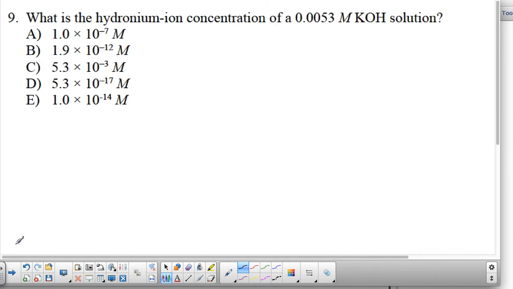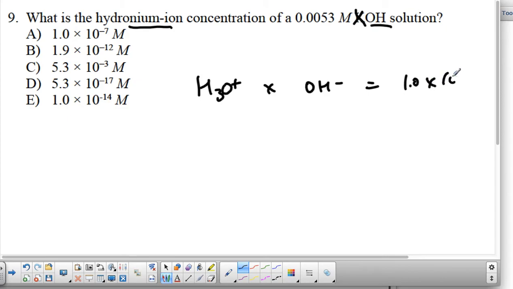Next. Number 9. What is the hydronium ion concentration of 0.0053 KOH? Same thing. I'm starting with OH minus. I know that H3O plus times OH minus is going to be equal to 1.0 times 10 to the negative 14th. So all I have to do, if that's my OH concentration, is take the constant divided by 0.0053, and ultimately I get B.